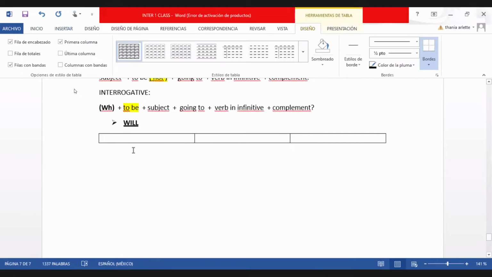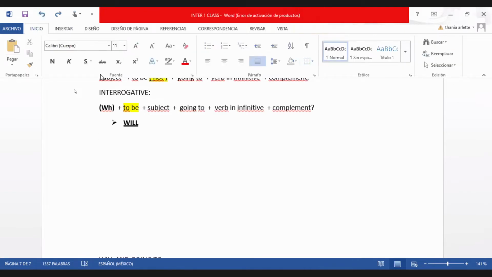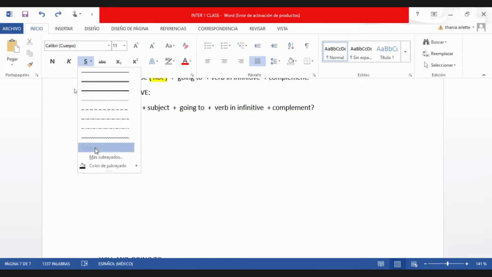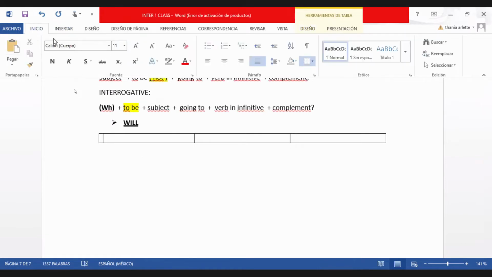Only three columns. Will. No, I didn't eliminate this. Okay, so patient, guys, please. All right, let's start. In an affirmative sentence, an affirmative idea, I always start with a subject, because remember the subject is important to identify the doer of the action, to identify who does the action. So it is important to include the subject.